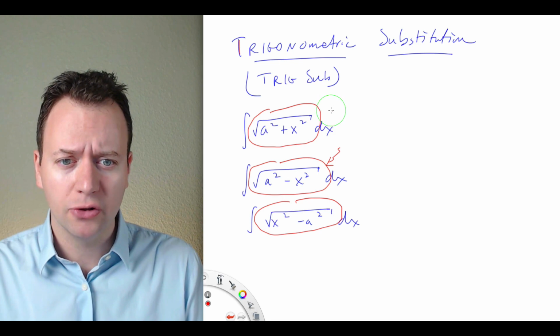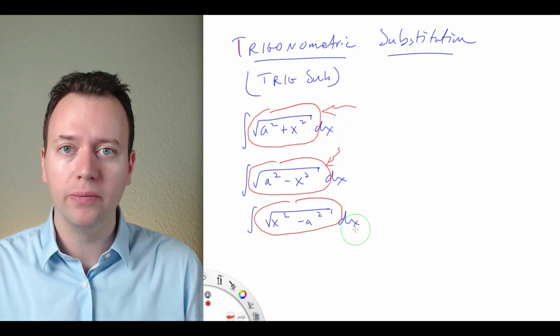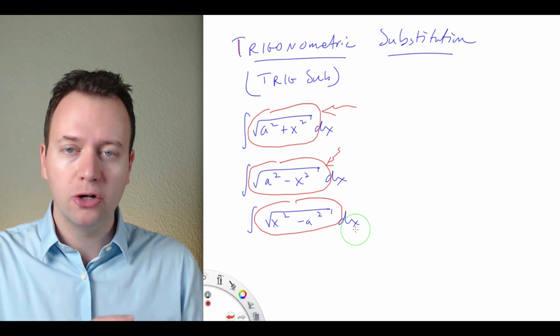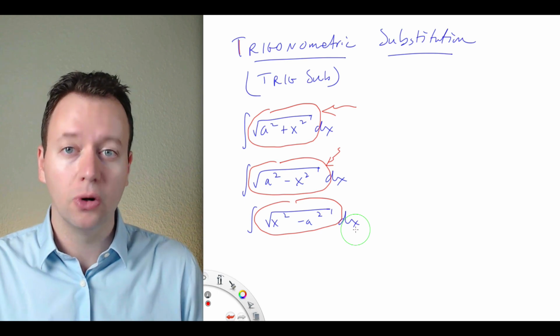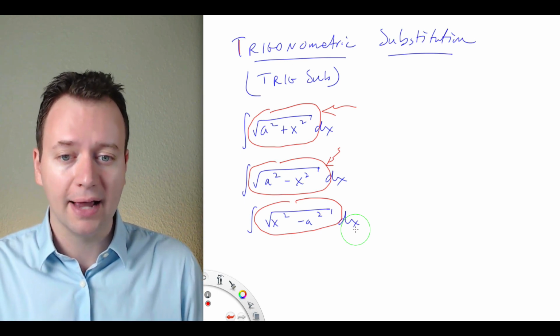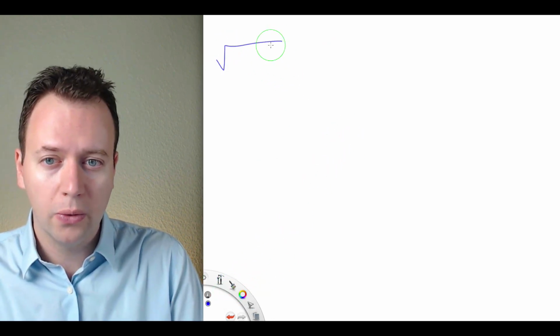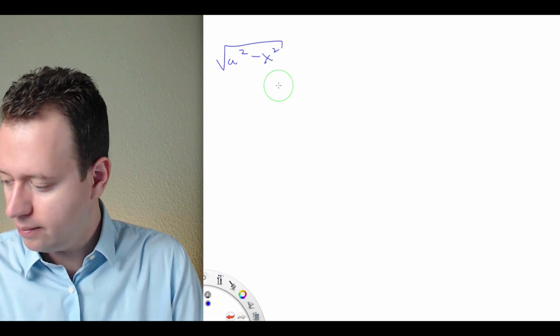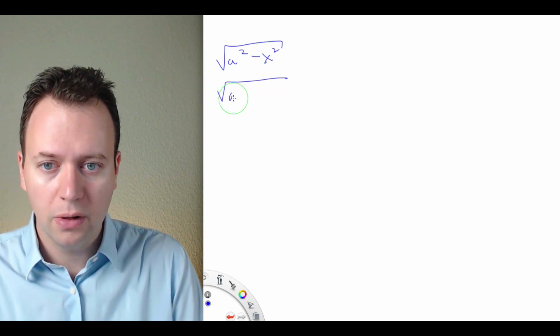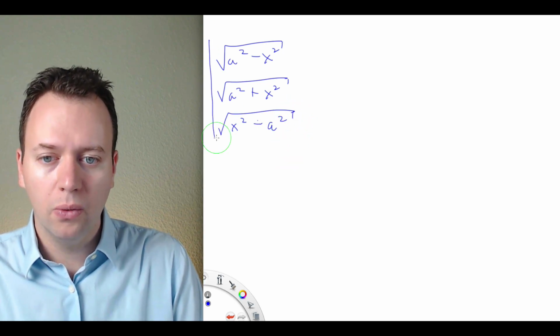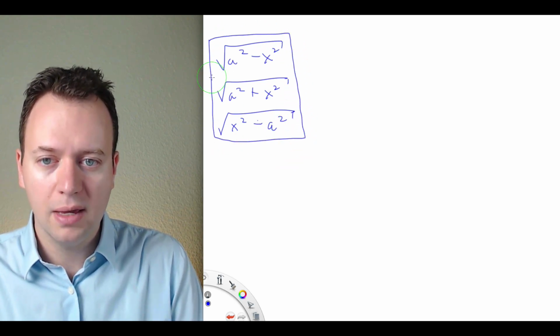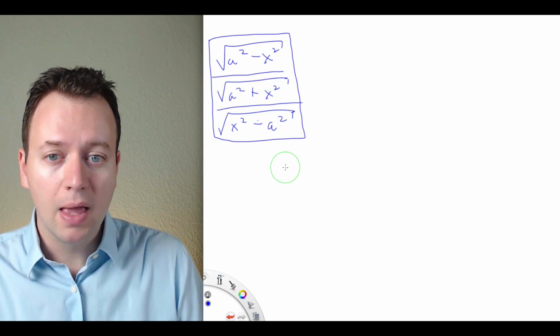In this lecture, I'm just going to look at these three basic forms and indicate which right triangle we're going to use to do this substitution. And then in our next lecture, we'll see some actual examples of this technique in action. So the basic three are square root of a squared minus x squared, square root of a squared plus x squared, and the square root of x squared minus a squared. One of these three will be somehow involved with our integral.